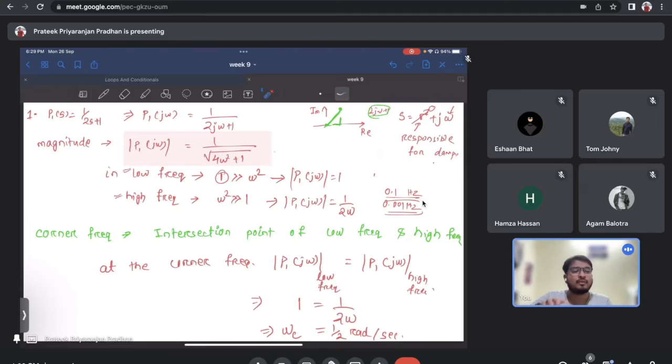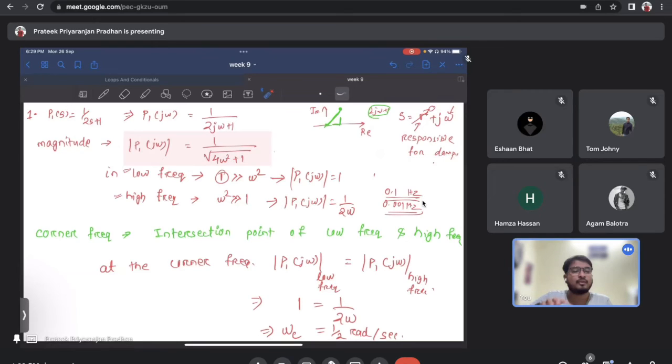I have put s equal to j omega. Then what happens? This is simply, and we need to find the magnitude in the low frequency asymptote, the magnitude plot of the corresponding sine. So this is at the low frequency. I have discussed it.